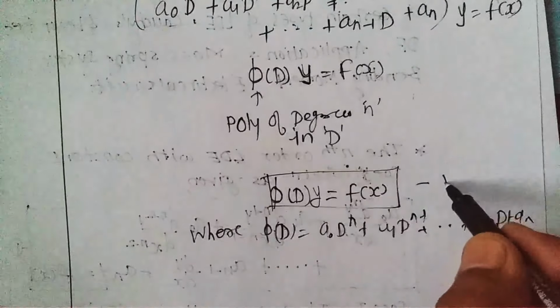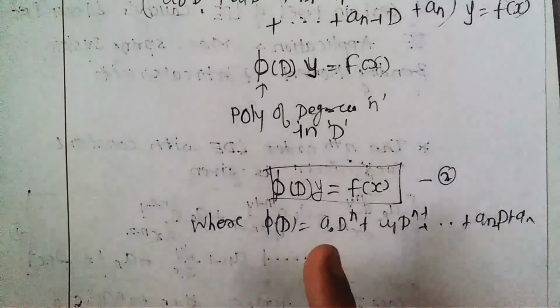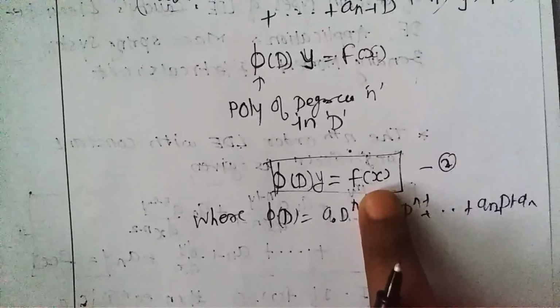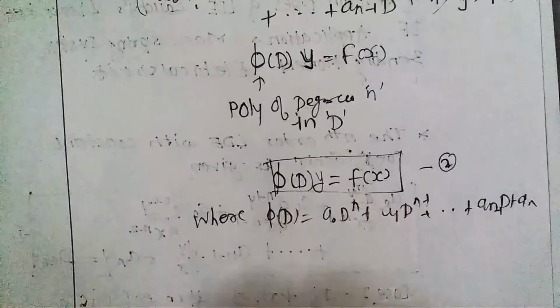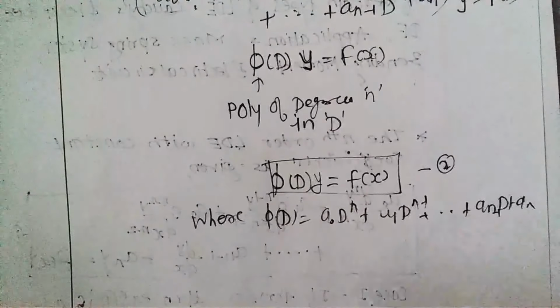So we have written equation 1 in this small compact form. It is the compact form of a linear differential equation of nth order, and we can classify it as homogeneous or non-homogeneous depending upon the value of f of x, whether it is 0 or non-zero.